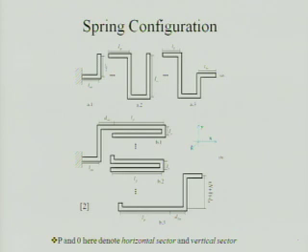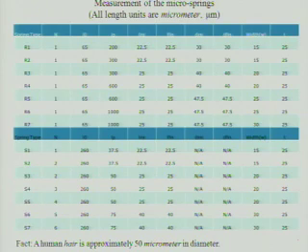Let's take a look at the spring configuration. In order to analyze the property of the spring, we have to divide the spring into 3 parts: the initial one, the repetition part, and the finish part. Note here the P and null terms, like LP and L null, denote the horizontal sectors and the vertical sectors. This diagram summarizes all the measurements of the parameters. All the length units are measured in micrometers. As a fact, a human hair is approximately 50 micrometers in diameter, so you can imagine how small the spring is, because the parameters are in tens or hundreds of microns.